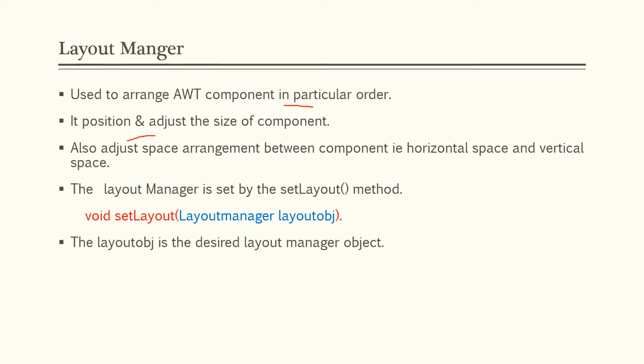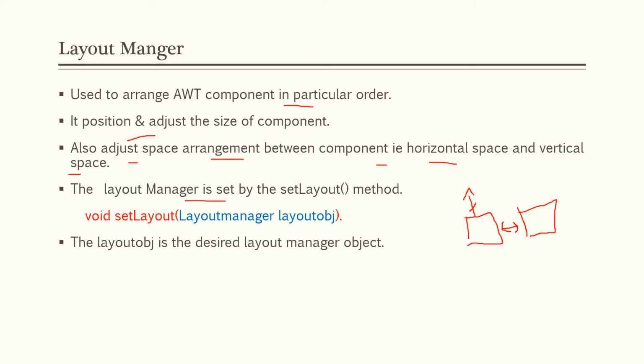It positions and adjusts the size of components. Also, it adjusts the space between any two AWT components, that is, horizontal space and vertical space. For example, between this component and this component, it adjusts the horizontal space and vertical space.